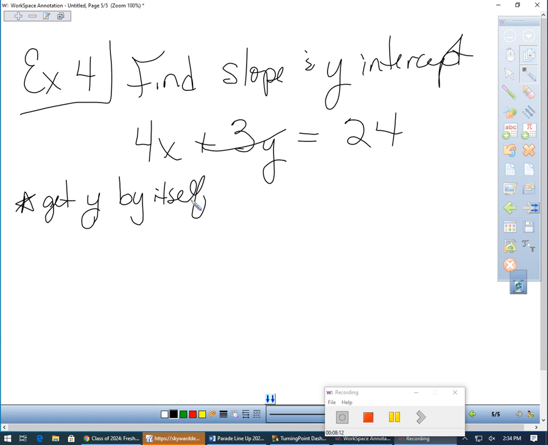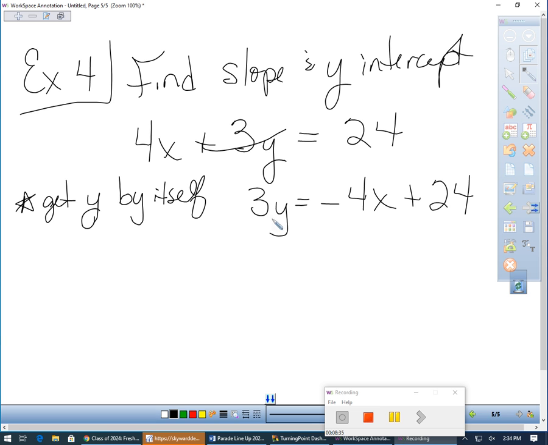No, we can divide it. We just have to get y by itself is all we have to do. Well, do we want to do that first? So if I'm trying to get this term of 3y by itself, yes, let's subtract 4x to the other side. Okay, so I have 3y equals negative 4x plus 24.